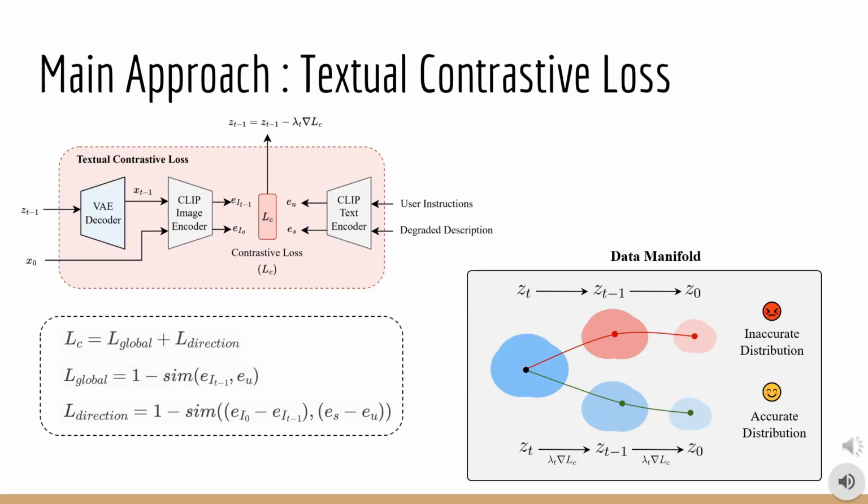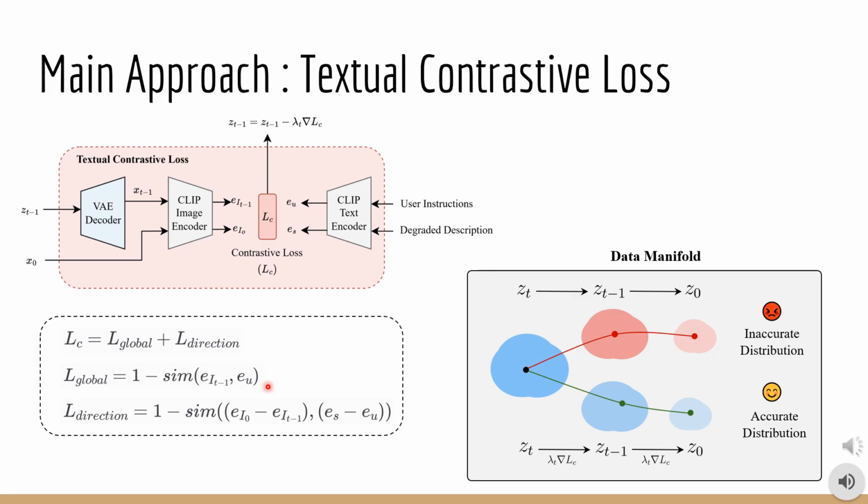Now, let's dive into the design of our textual contrastive guidance. First, we take the step result from the diffusion model and decode it into the image space. At this stage, we get an image from a specific diffusion step. Our goal is for the loss to guide the next step closer to the target distribution, which is the user's instructions. To achieve this, we calculate the CLIP similarity between xt-1 and the user's instructions, called global loss. This effectively provides guidance to refine the latent representation.